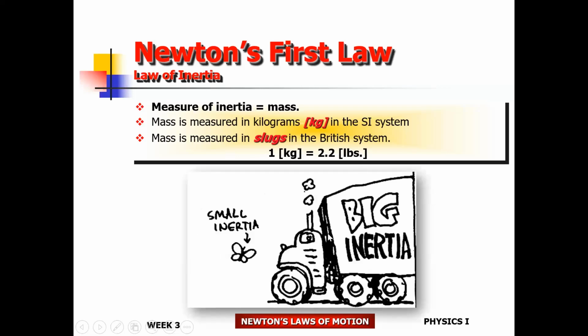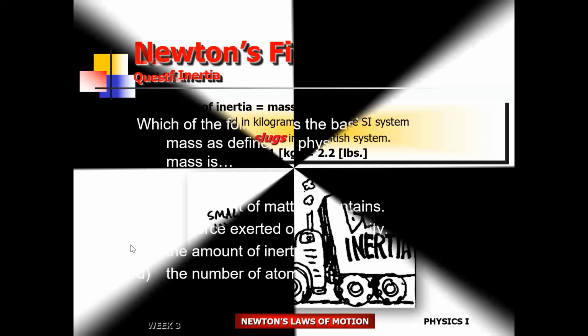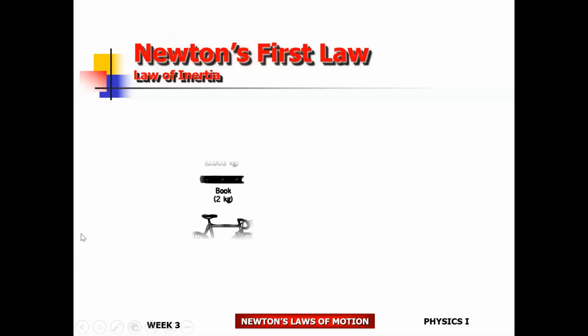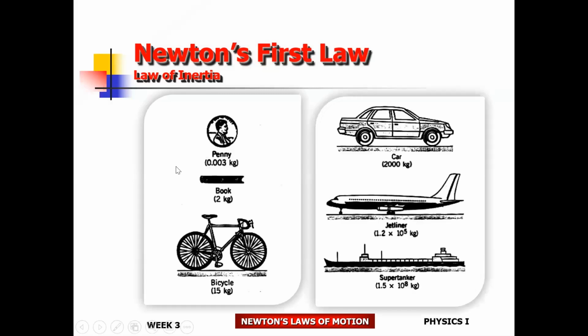All right, so the bigger the mass is, the bigger the inertia is. The smaller the mass is, the smaller the inertia is. So big mass indicates a big tendency, and small mass indicates a small tendency, to retain that initial motion. All right, so pick out the best answer and put it in the chat. The amount of inertia that it contains is the best answer, so I'll give you plus 5 points for that one.